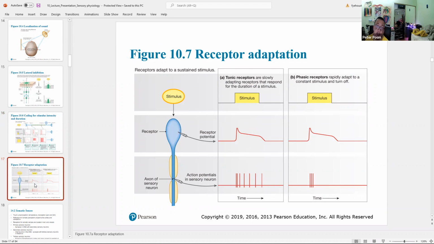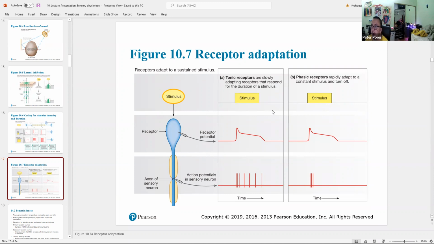One of the things I want to make sure you understand is the difference between a tonic receptor and a phasic receptor. Tonic receptors are slowly adapting receptors that respond for the duration of the stimulus. Like your vision, you can block it out, but you still see it. So tonic receptors are slowly adapting receptors that respond for the duration of the stimulus.